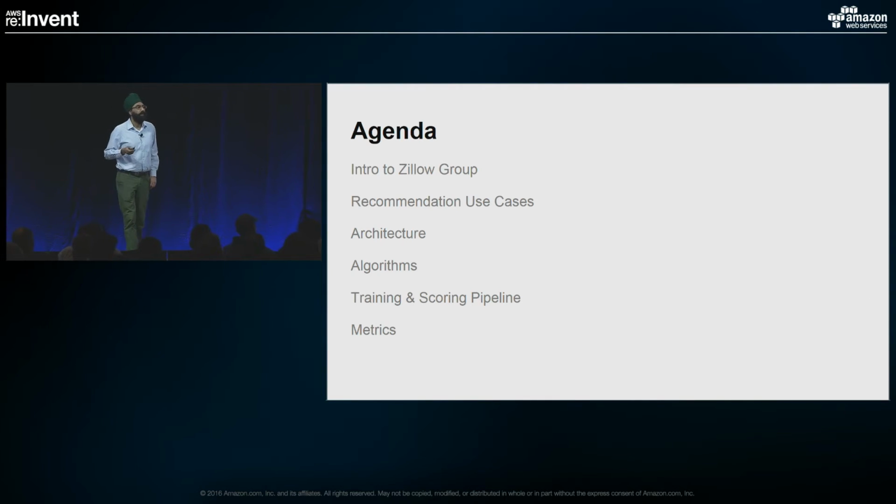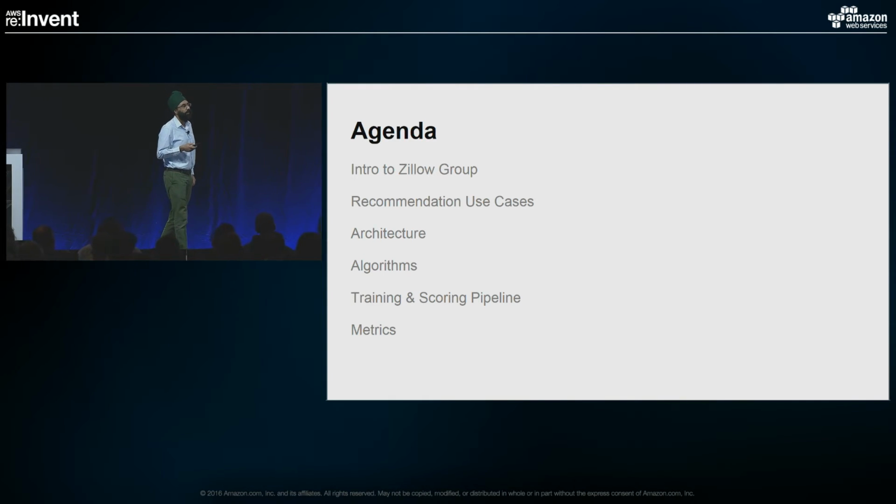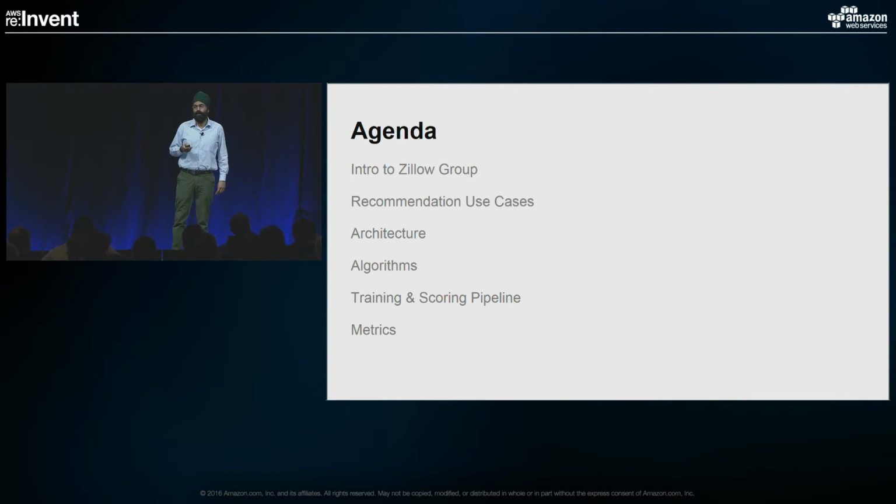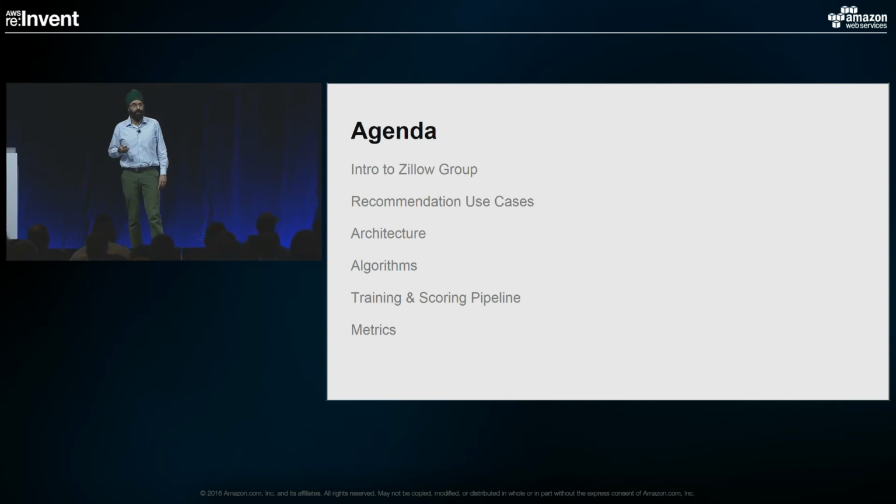So I'll first give an introduction on Zillow, and I'll go through some of the use cases related to recommendation systems. I'll go over a high-level architecture of our recommendation platform, and I'll spend most of our time on deep diving into our machine learning algorithms. I'll talk about our training and scoring pipeline, and then finally we'll talk about the evaluation metrics we look at to make sure our models are working properly.